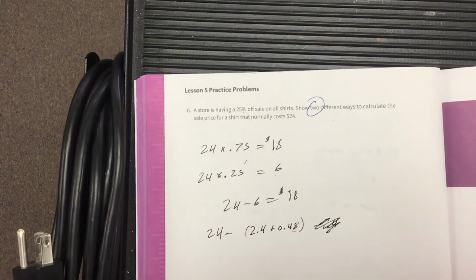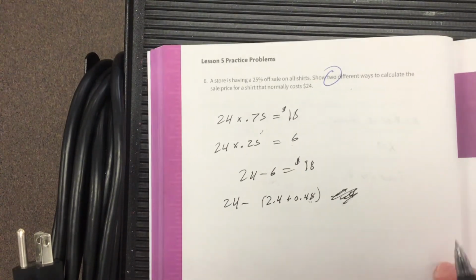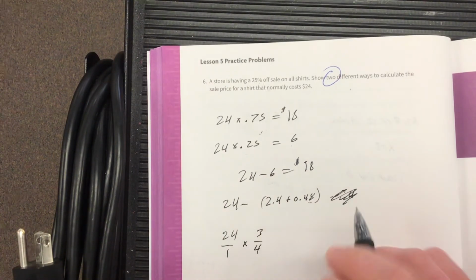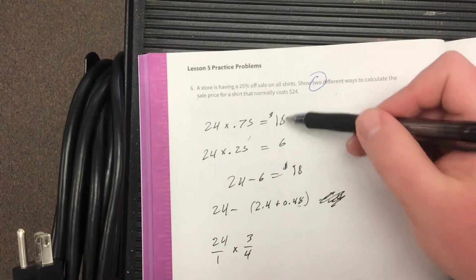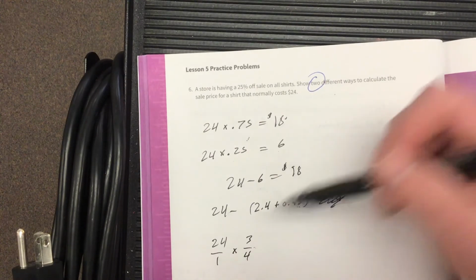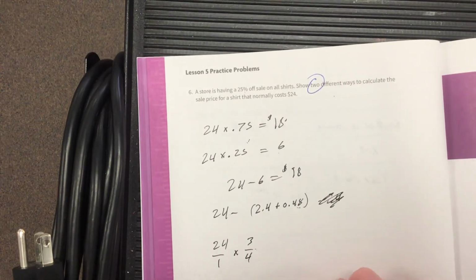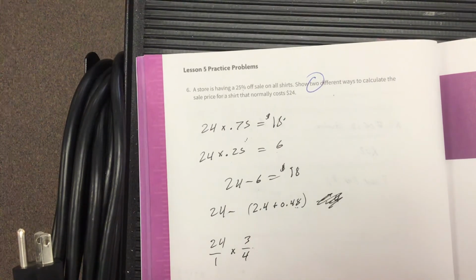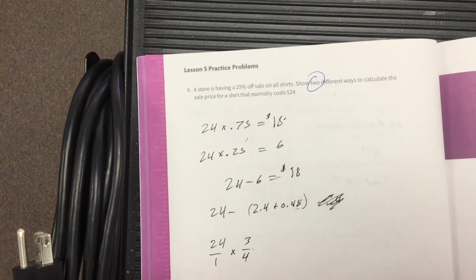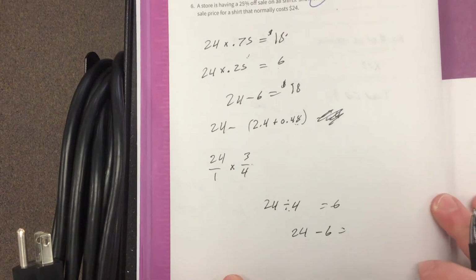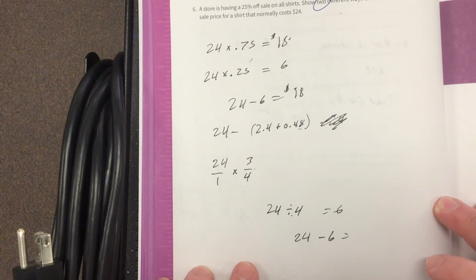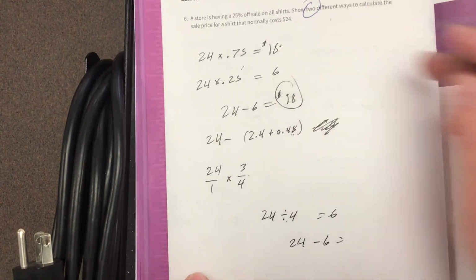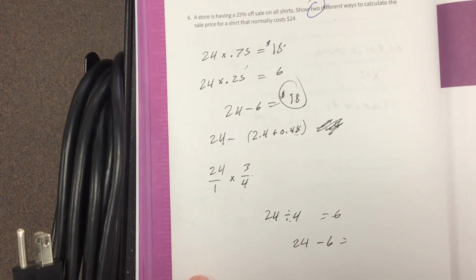All right, you got another way, Kellen? 24 over 1 times 3/4 would also work. Basically the same thing here, we're just representing it a little differently. You have another way? Yeah, 24 divided by 4, and then 24 minus 6. Yep. So that would give us 6, and we could have taken 24 minus 6 there. All right. So all those would have worked. And like you said, you didn't have to solve them, but if you did, it would be a good way to check that that shirt cost $18.